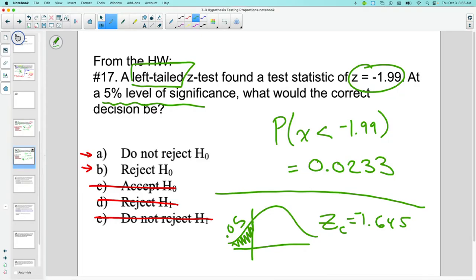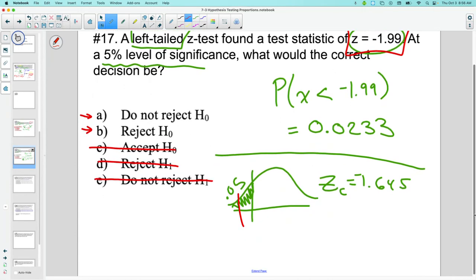So, do we reject it or not? No? Yes? So how do we check? Is this 1.99? If I were to put this on the graph over here somewhere, is it going to land in the green region or not? It is going to land in there because it's negative numbers, right? We're looking to the left. 1.645 is here. 1.99 would be to the left of that. It would land in the green region, right?